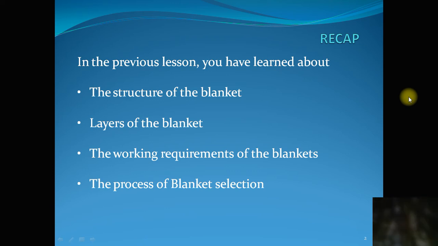Then we discussed blanket selection. At the time of selecting a blanket, we have to keep 4 things in mind. The first is the type of printing. For what type of printing are we using that blanket? Is it for newspaper, magazine, calendar, or greeting card? What is the type of work? The second is the substrate on which we are going to print. The third is which ink we are going to use. And the fourth is the speed of the press. We discussed all these things clearly in the previous lesson.